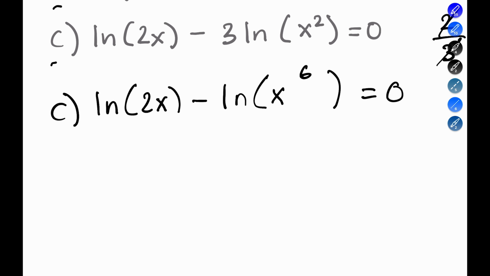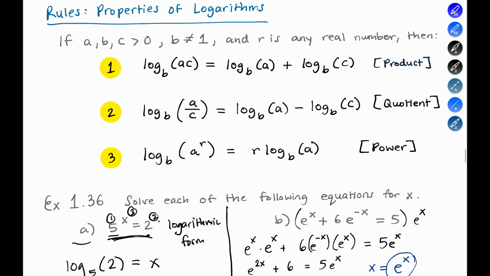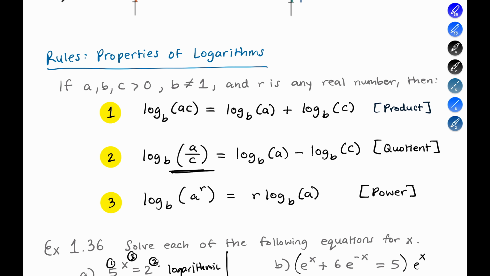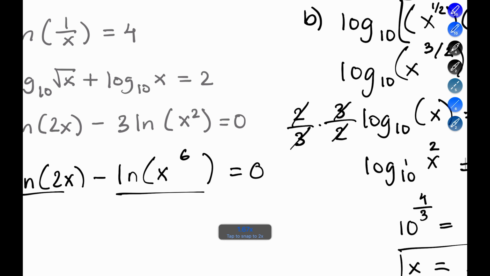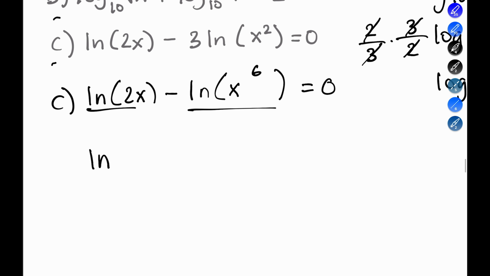And then we can combine these two together because of the second logarithmic property. So we could have these dividing into one log equation. So it'll be natural log of 2x over x to the power of 6. That is going to be equal to 0. And then we could simplify this further by canceling out one of these x's at the top, and that would just become 5. And that was another one of our exponential properties as well.